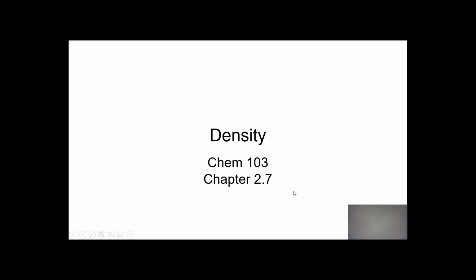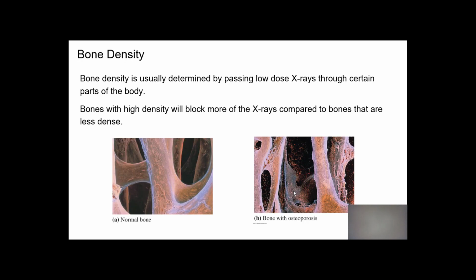Hi class, this lecture is going to be about density, and this is chapter 2.7. Bone density is a good example of density. Density, very simply stated, is how dense something is made up. If there's a lot of molecules pushed together, the substance is going to be really dense. If the molecules have more space, more room for these molecules, atoms, whatever the composition is, to be more spread apart, there's not as many packed in.